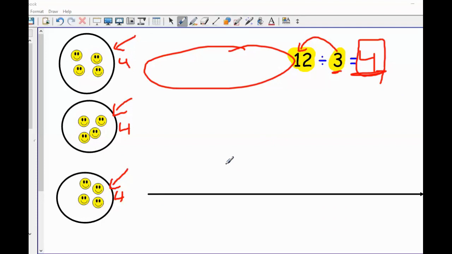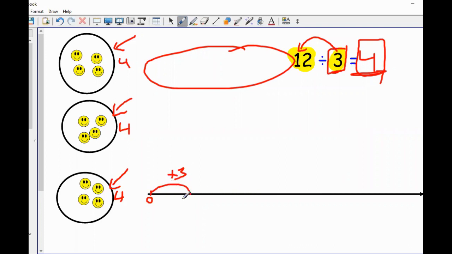But every time I don't have to make happy faces, and it will be a hard process. So I should make the number line. But how can I use the number line to find the answer of a division? What is the divisor here? It is 3. So I will make jumps of 3. I will start at 0 and make jumps of 3.